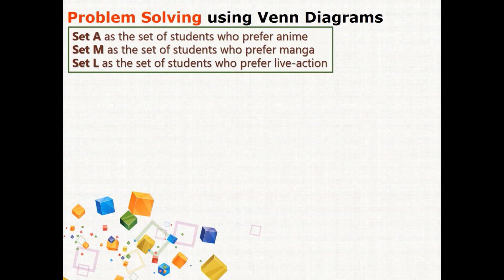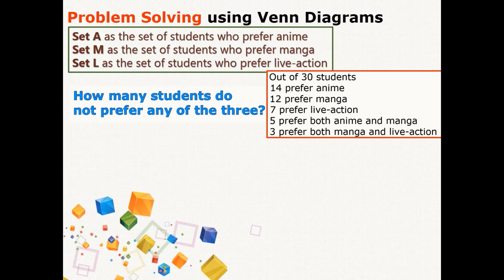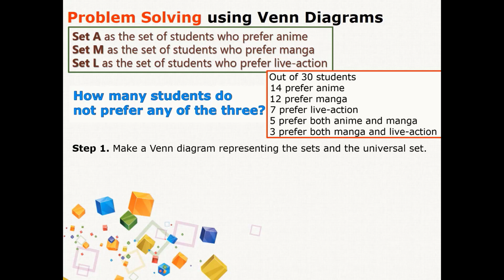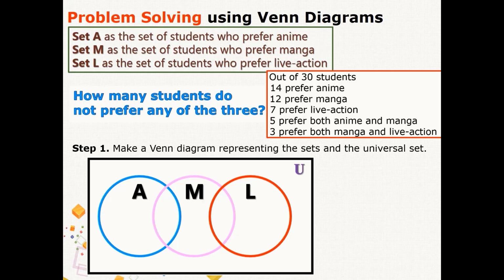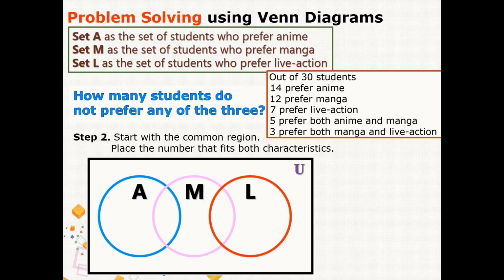Now, what if we add intersections? It is given that sets A and M are connected, as well as sets M and L. Same question, how many students prefer none of the three? Step 1, we need to make a Venn diagram representing the sets, where A and M are connected, and M and L are also connected.